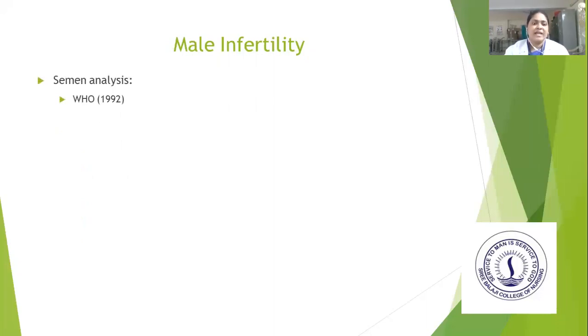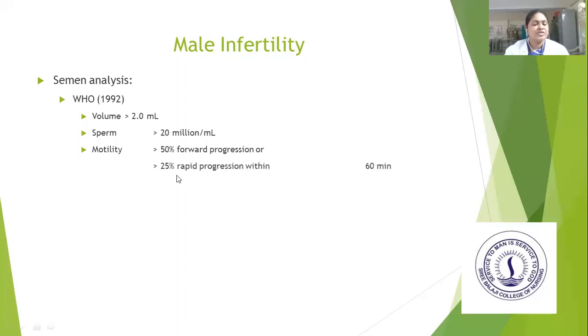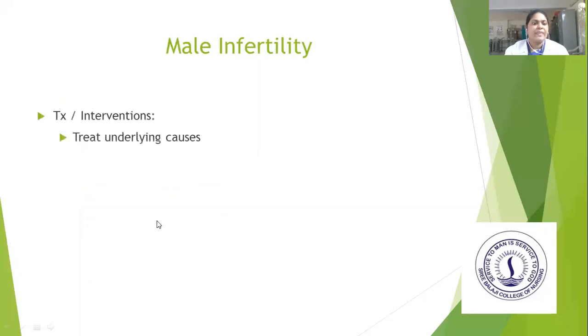The semen analysis criteria were set by WHO in 1992. The volume should be about 2.0 ml, the sperm count about 20 million per ml, and the motility about 50 percent forward progression, or about 25 percent rapid progression within 60 minutes. Morphology should be about 30 percent normal forms, and WBC should be less than 1 million per ml.